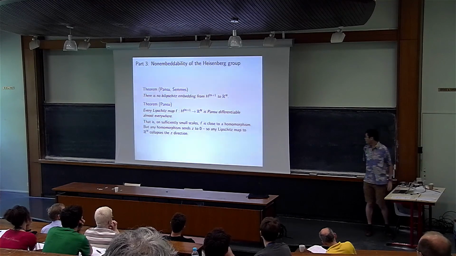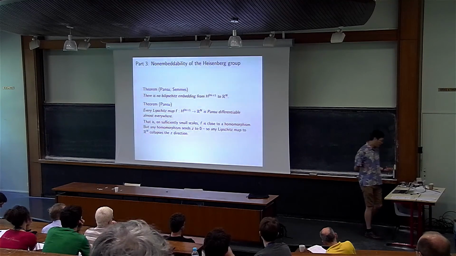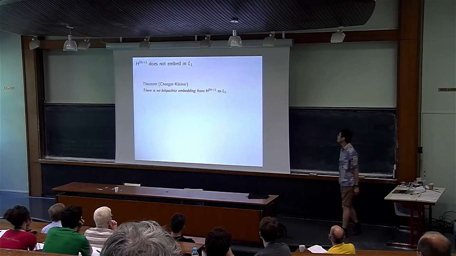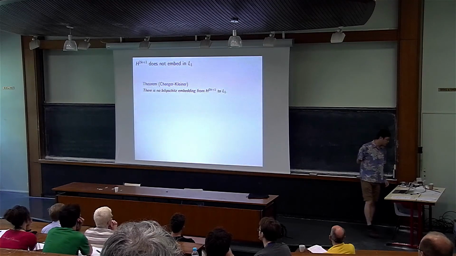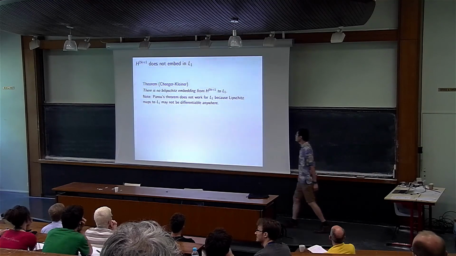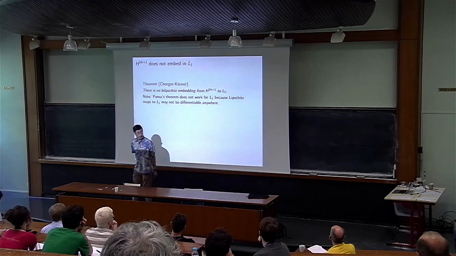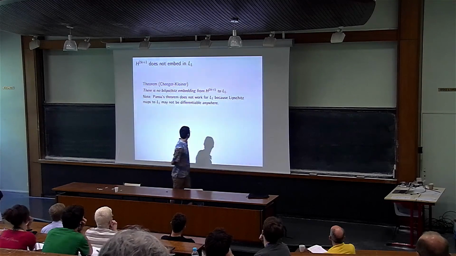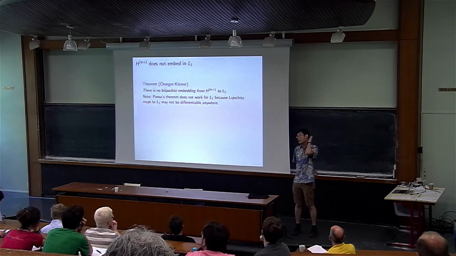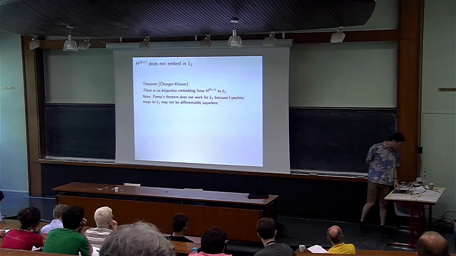But what we really want is non-embeddability results into L1, and non-embeddability results into L1 turn out to be somewhat harder. So like I said, Cheeger and Kleiner showed that there's no bi-Lipschitz embedding from the Heisenberg group to L1. And the reason that L1 is more difficult than R^n is because a lot of differentiability results really don't work in L1. Remember, Pansu's theorem said that any Lipschitz map from the Heisenberg group to R^n had to be differentiable, had to be locally like a homomorphism almost everywhere. This does not hold for Lipschitz maps to L1.